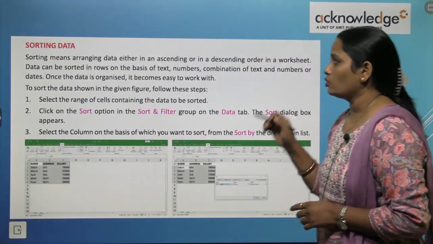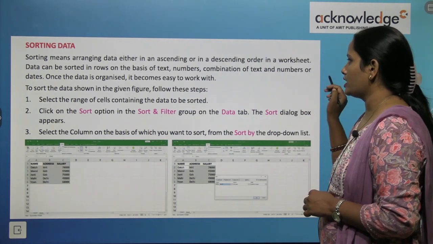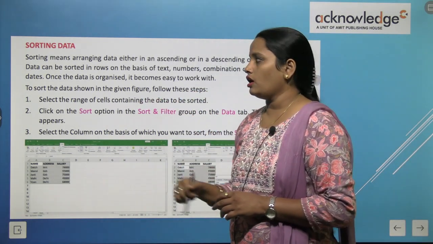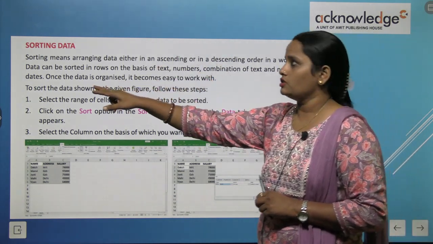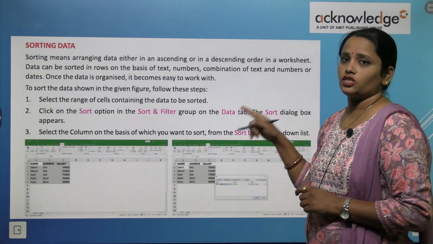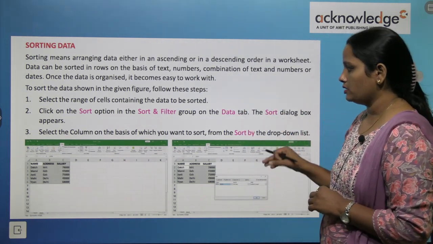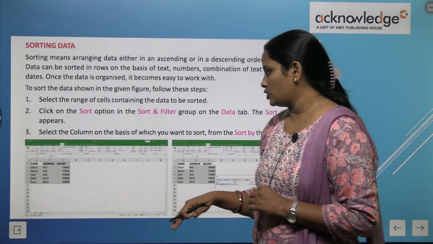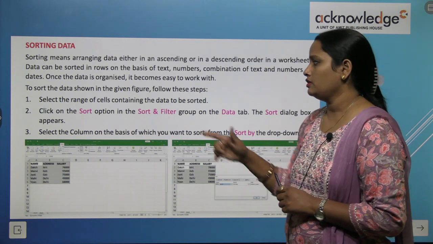Data can be stored in rows and on the basis of text, number, combination of text and the numbers or dates. So all these things written here can be sorted. Once the data is organized, it becomes easy to work with. So whenever our data gets organized, we can easily work with it. Now we are going to sort the data given here. To sort the data, some steps are given.